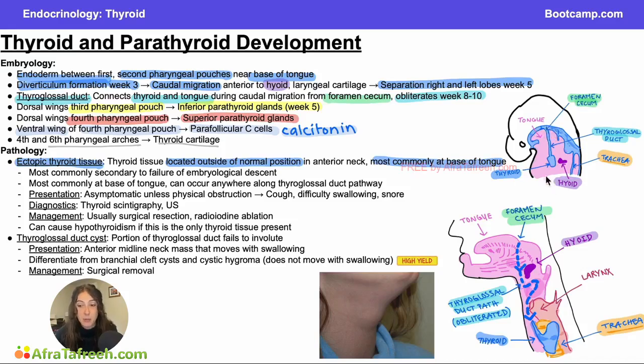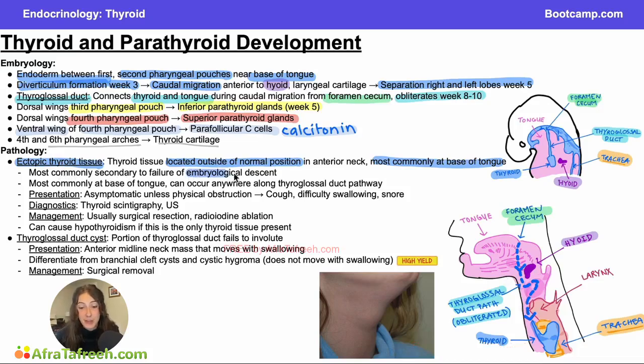And if the problem is that we're not descending all the way, it makes sense that we wouldn't even get started with our descent. So the most common ectopic thyroid tissue is going to be found at the base of your tongue. But like I said, we can halt this descent at any point. So you might find thyroid tissue anywhere along the path of the thyroglossal duct, depending on where we halted the descent of the thyroid during this process.